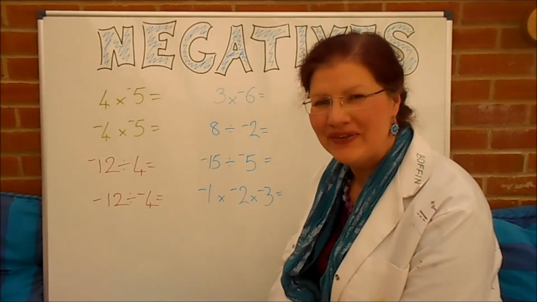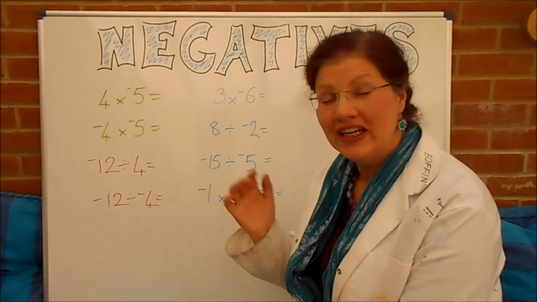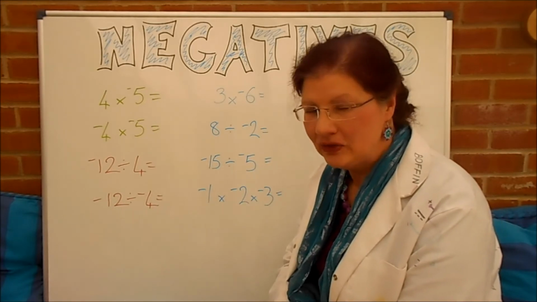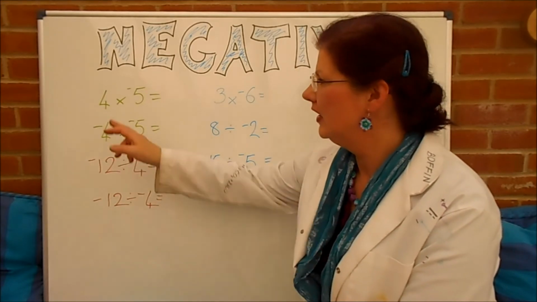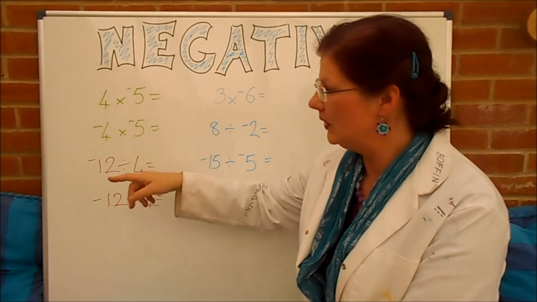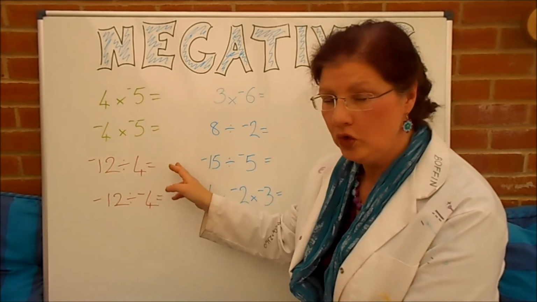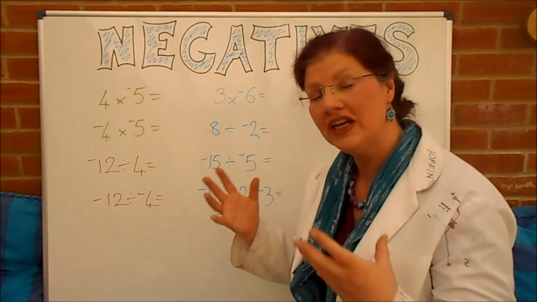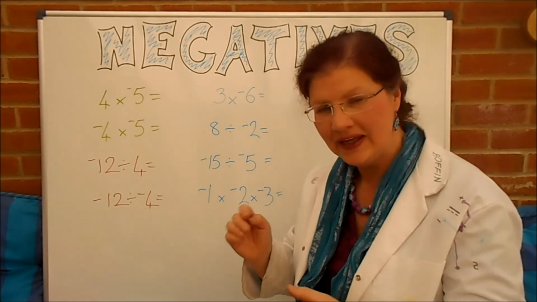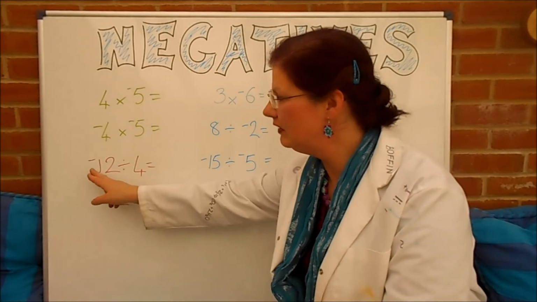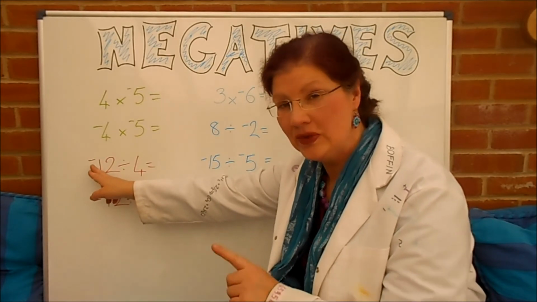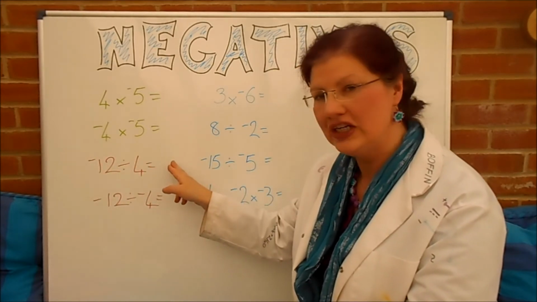Right, here's a few for you to have a go at. So remember, just ignore all the positives and negatives for a start and just find out what the number is. A 4 times a 5 is always going to be a 20. I've got some divides here too. So a 12 divided by a 4 is always going to be a 3. So pretend that they're all positive and get the answer, and then look through. And every time you've changed into a negative in the question, you have to change the sign in the answer.